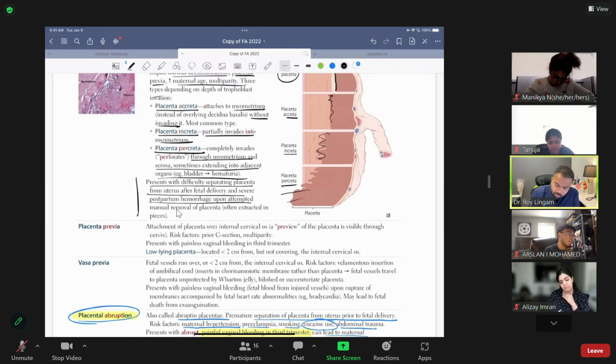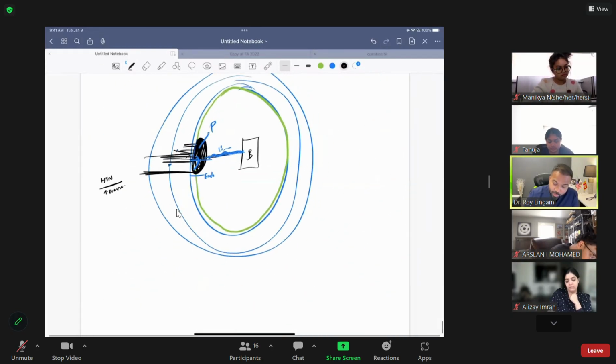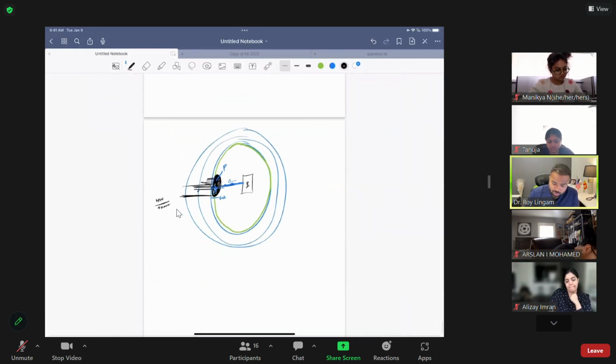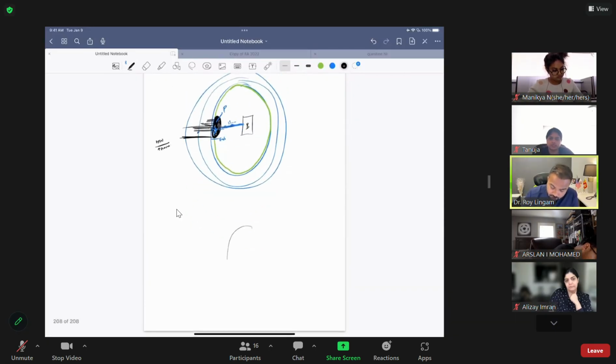Now next, placenta previa. Let's talk about this. Okay. Now, folks, let's say I'm drawing another uterus. This is the uterus, and this is the mother. That uterus is way bigger, but just understand that. Okay, so that's a mom.